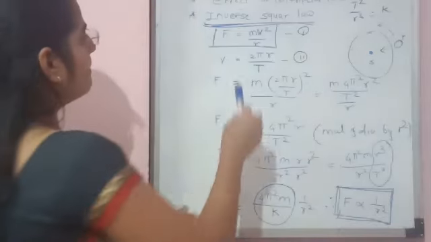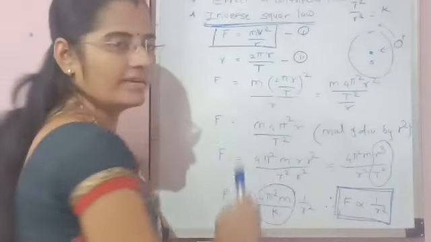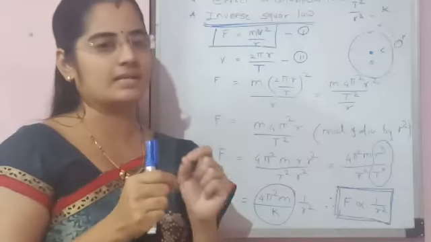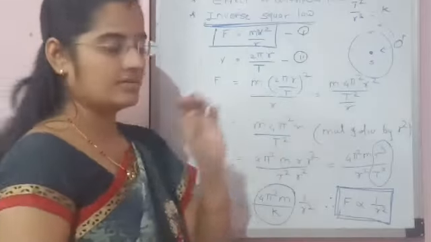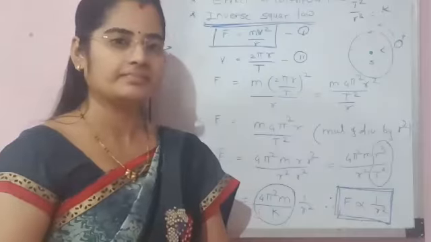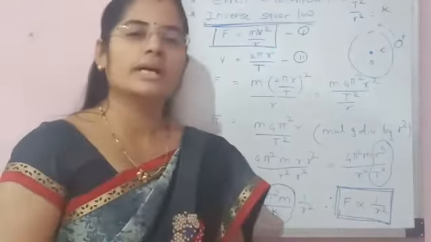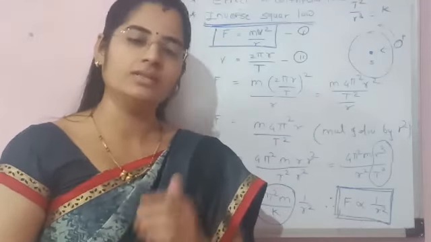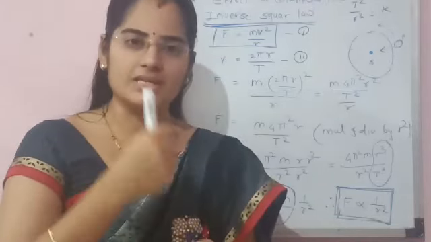Here, the magnitude of centripetal force is given by F is equal to m v squared divided by r. This is the formula for centripetal force. Here, m is the mass of the planet, v is the velocity of the planet, and r is the distance between the sun and the planet. Now, v is the velocity of an object. We know that velocity is equal to displacement upon time. When the object is moving along the circle, what is the displacement of that planet?